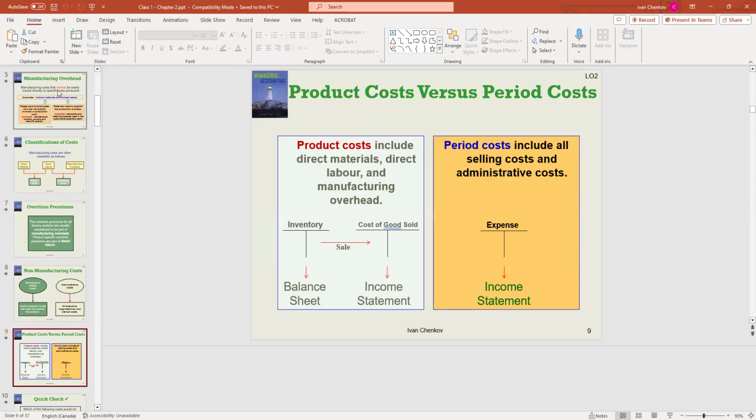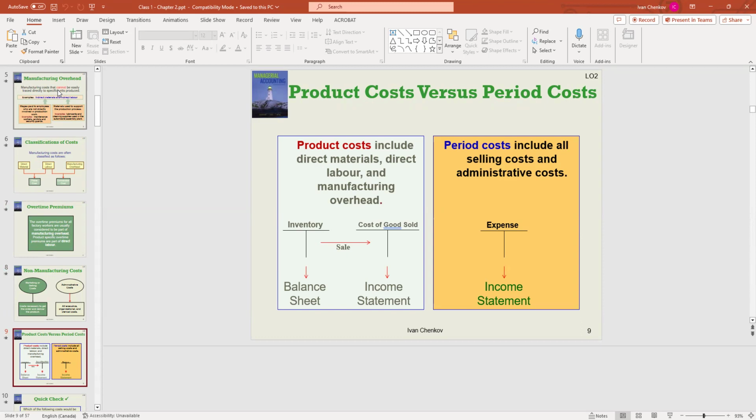So for that reason we have two types of costs. One is called product cost, which again is direct material, direct labor, and manufacturing overhead. And then we have period cost, which includes the selling cost and administrative cost, which are non-manufacturing cost.